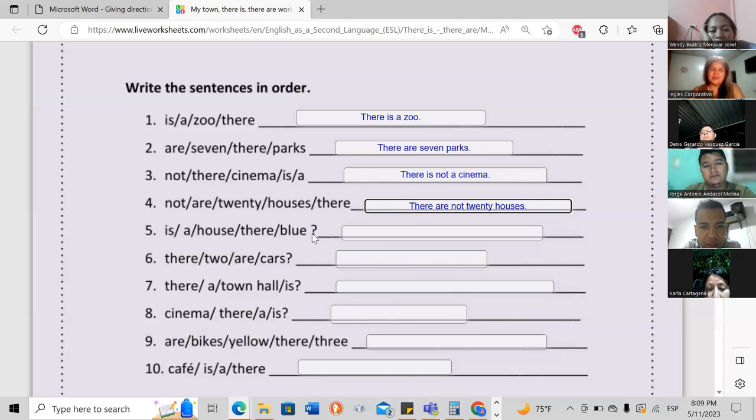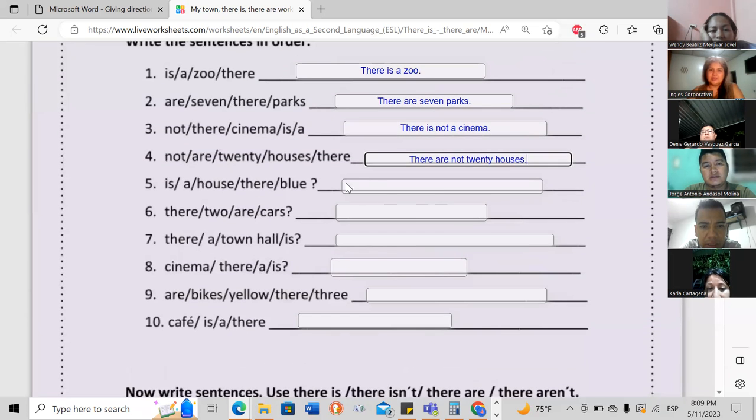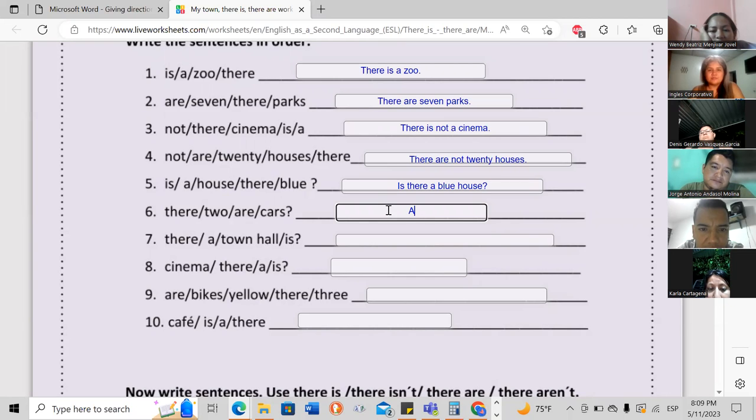Number five, yes, we have a question mark. Esa sí es pregunta. ¿Cómo sería la pregunta? Is there a blue house? Very good. Muy bien. This is another question. Are there two cars?